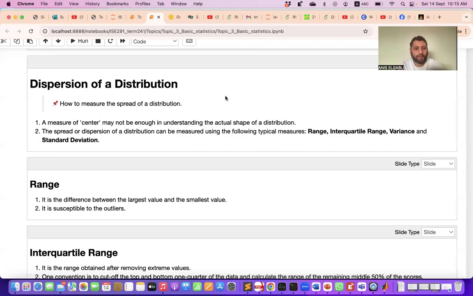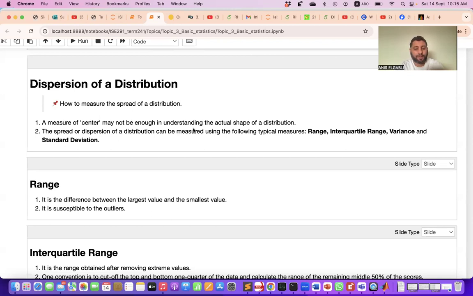Hello, everyone. We continue the topic of basic statistics. Today, we come to discuss how to measure the dispersion or the spread of a distribution. So we went through the centrality measures. They define the center, but they do not tell information about the shape.